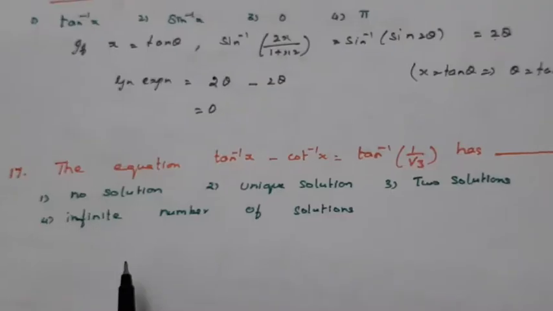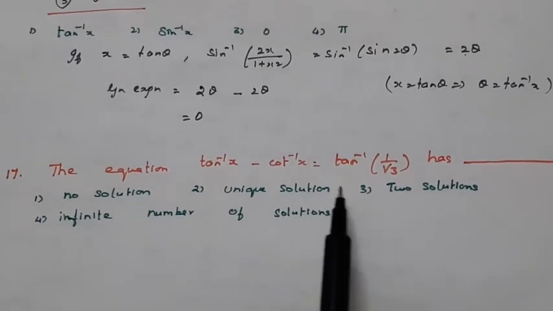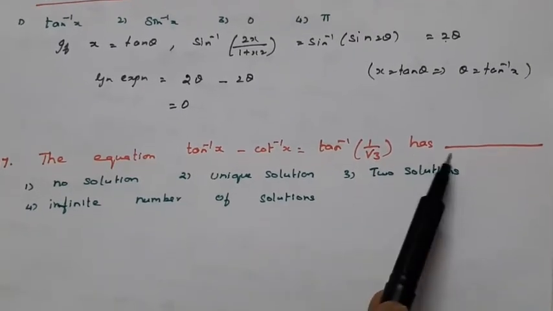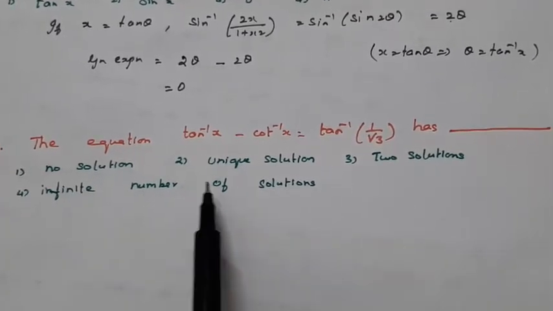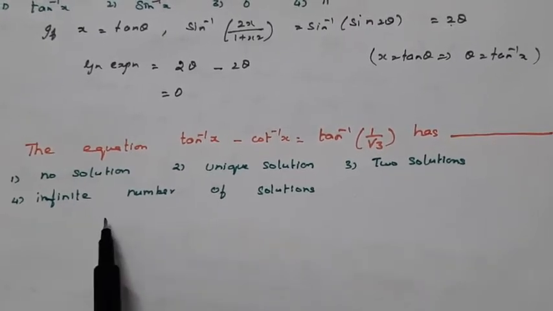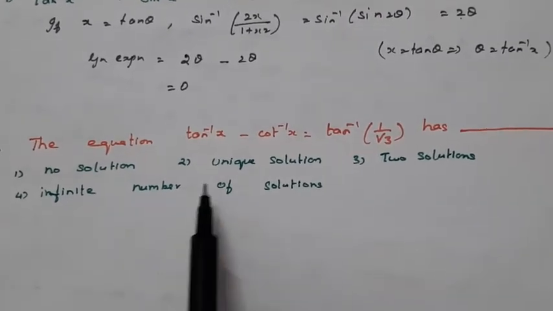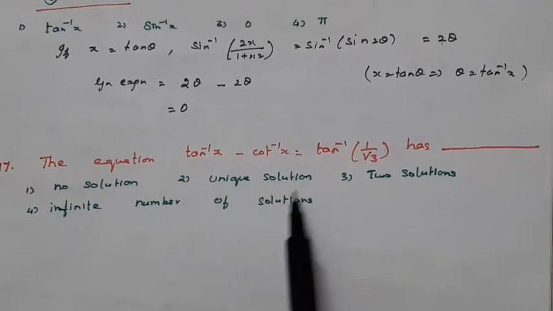Okay. 17th one. The equation tan inverse of x minus cot inverse of x is equal to tan inverse of 1 by root 3 has dash. That is, the options are given. What would be the number of solutions? Whether it has no solution or unique solution or 2 solutions or infinite number of solutions. Okay. So, first let us find out what would be the value of x. By taking the count, we can choose the correct option.